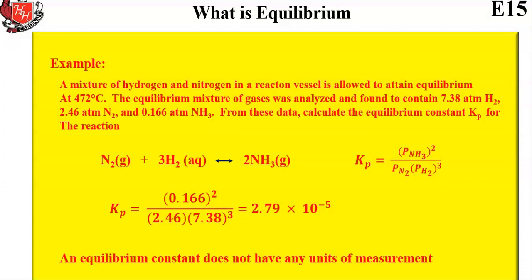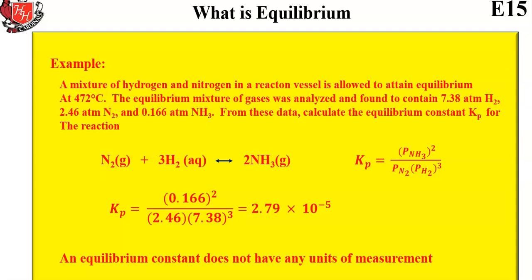All right, so here's an example. It's a pretty simple example. A mixture of hydrogen and nitrogen in a reaction vessel is allowed to attain equilibrium at a certain temperature. The only significance of the temperature is that the temperature stays fixed. If temperature changes, then that changes all the properties of the reaction, and you can't apply the same formula. They're not going to throw you a curveball on the AP where they do that, but they just want you to know that you have to state that it is at a certain temperature.